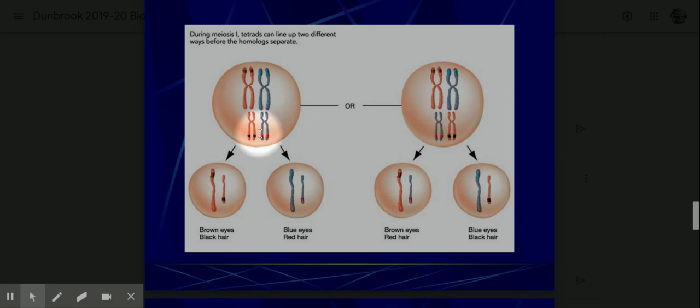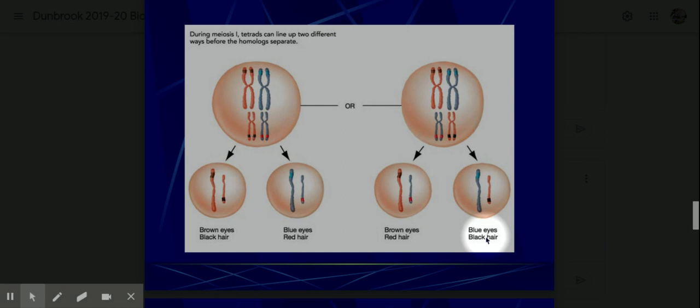And the answer is, if these genes are on different chromosomes, then you can get any combination that is possible. You can get any varieties possible. So you see, we can have brown eyes, black hair, blue eyes, red hair, brown eyes, red hair, and blue eyes, black hair. We can have any combination here, meaning that getting one gene does not determine or affect the probability of you getting another gene.